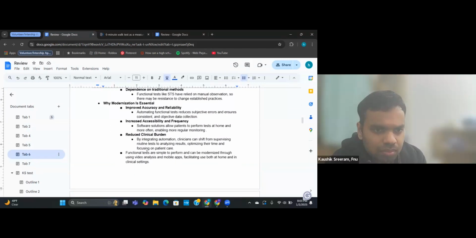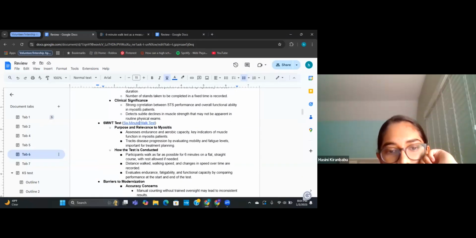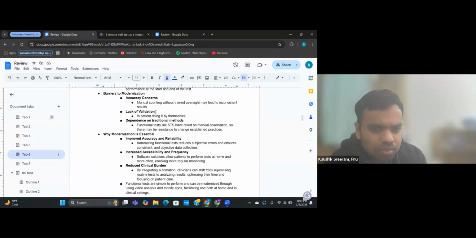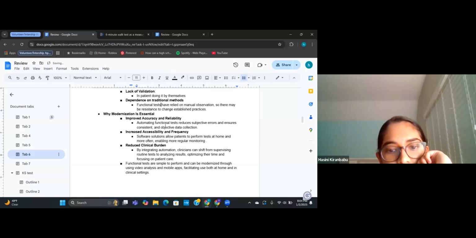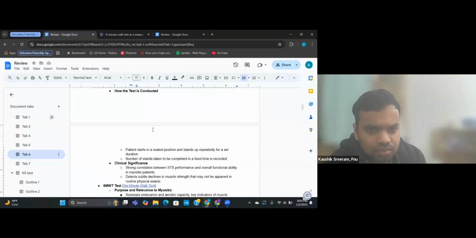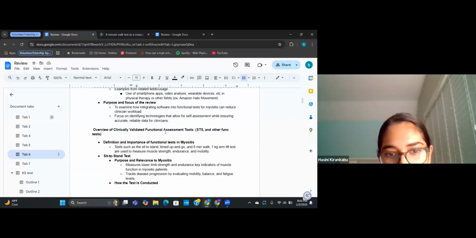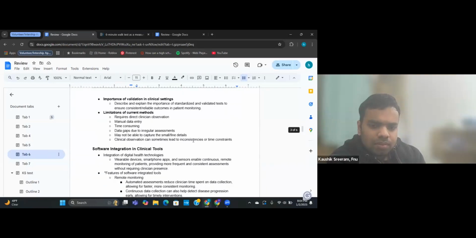And I tried to make some edits to make it more general to all functional tests. It's kind of the same. I haven't made too many changes because I felt like in general it wasn't test specific. The same reasons could be used for any of the tests, so I kept that the same. And those were the only changes that I made for this section, the overview of functional assessment tools. And then what else did I do?